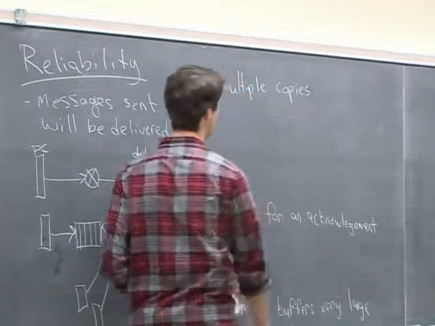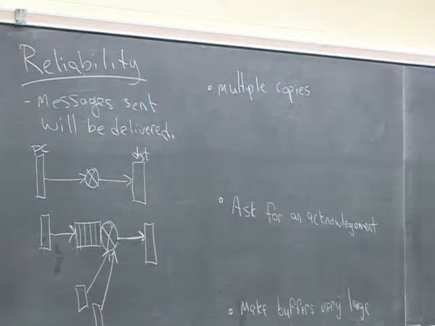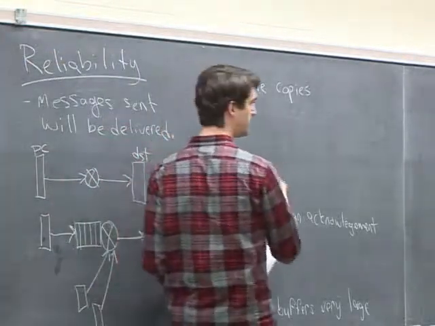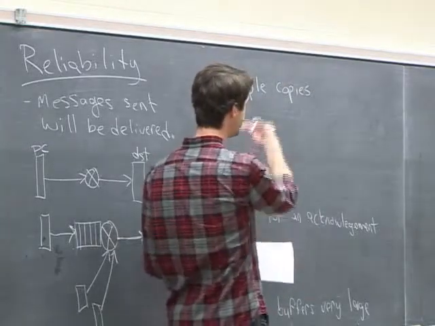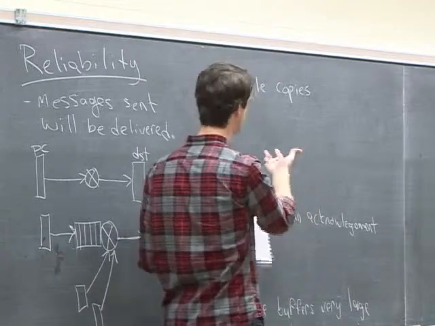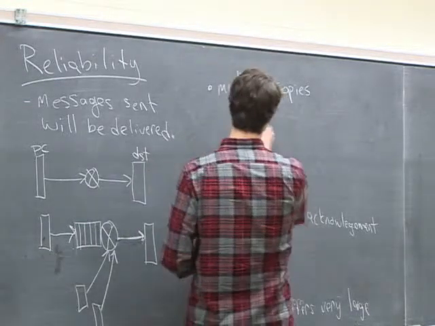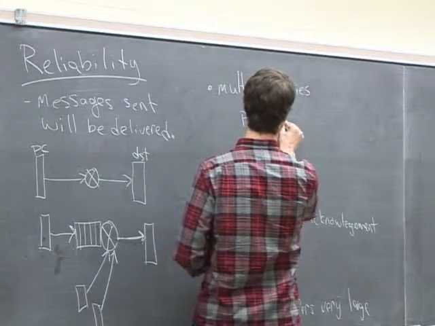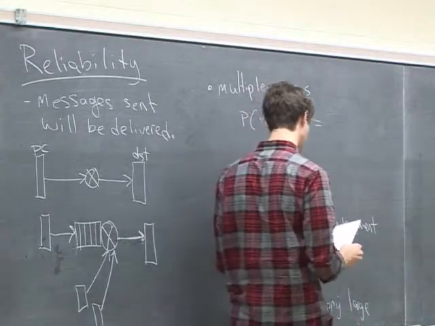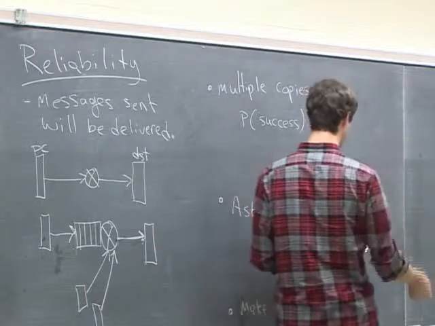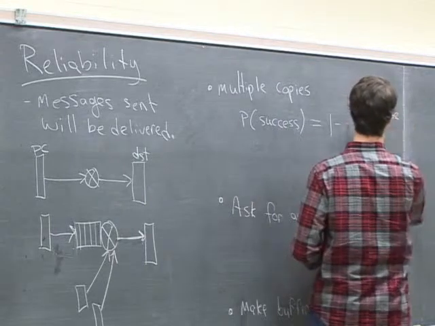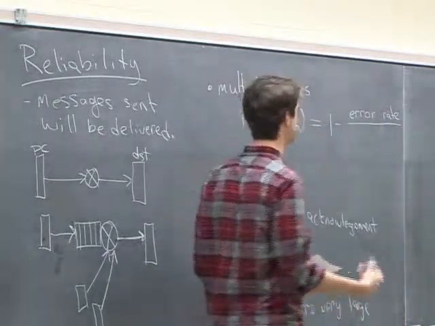So if we send multiple copies, are we guaranteed that the message is going to get through? No, we're not guaranteed, right? But we can send as many copies as we want to push the probability of success towards 1, right? So we have here that the probability of a successful communication is equal to 1 minus the error rate in the channel divided by the number of copies sent.